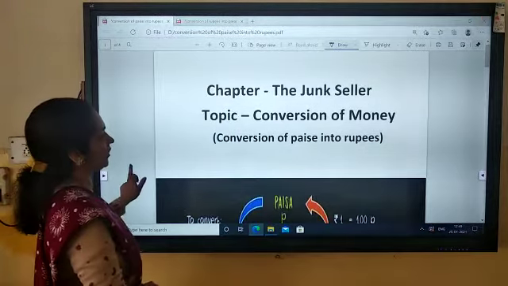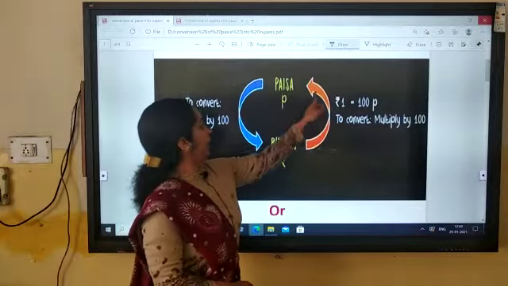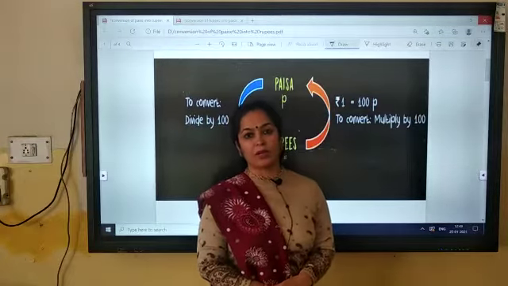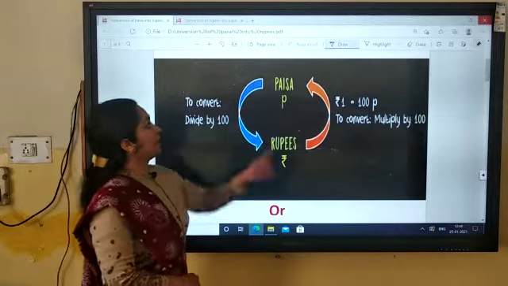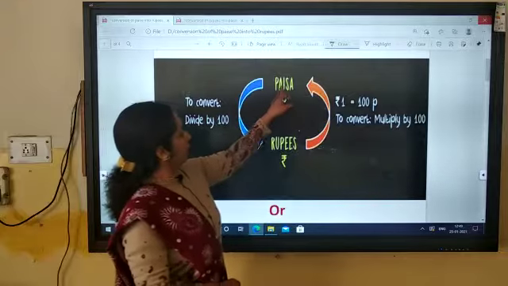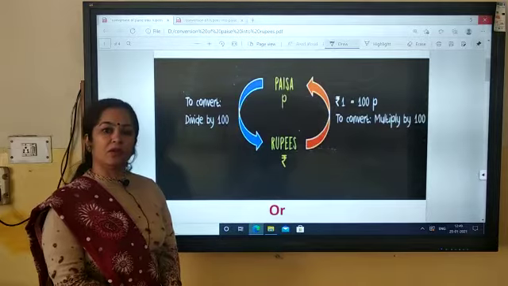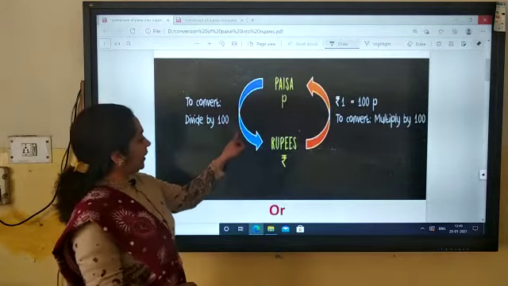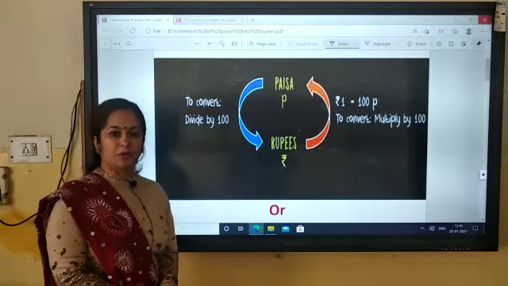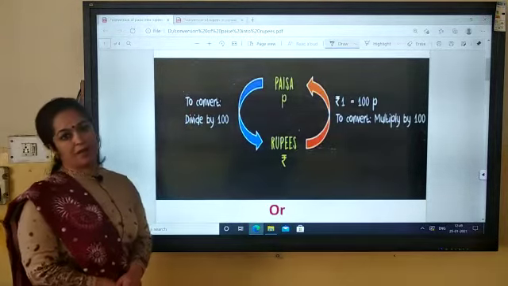Dear students, as you know, when we want to convert a bigger unit into a smaller one, we multiply. But today we want to convert a smaller unit into a bigger one, which means converting paise into rupees. We have already learnt that when we convert a smaller unit into a bigger one, we always divide. Here, because 1 rupee is equal to 100 paise, we will divide by 100.